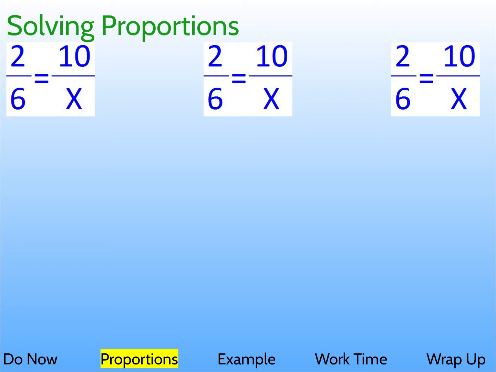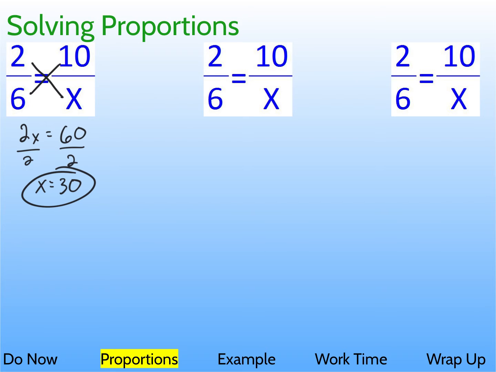So one way to do it, a real easy way, is to cross multiply. So you get 2x equals 60. Divide by 2, and then x equals 30. So that's one way, works every time. Sometimes the numbers can get a little gross, but it's gonna work no matter what, in any situation.